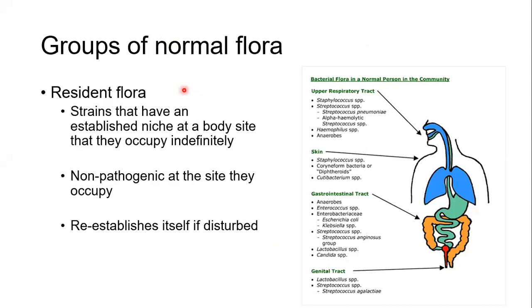So there are several groups of normal flora, broadly classified into two: the resident flora and the transient flora, but I'll add a third one. So resident flora is bacteria or fungi that are known to have an established niche at a body site that they tend to occupy indefinitely. So unless something changes, they are there all the time. They do not cause disease at that site. And if for any reason something displaces them or causes a change, they tend to reestablish themselves.